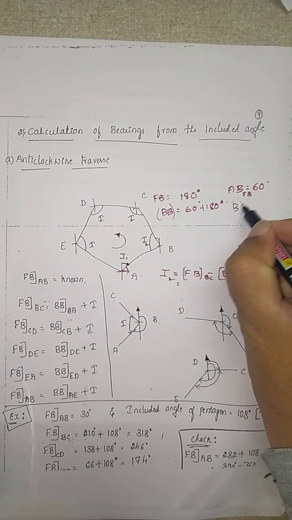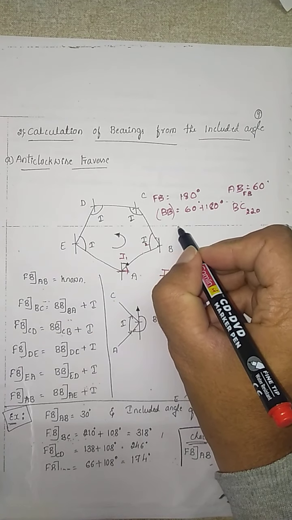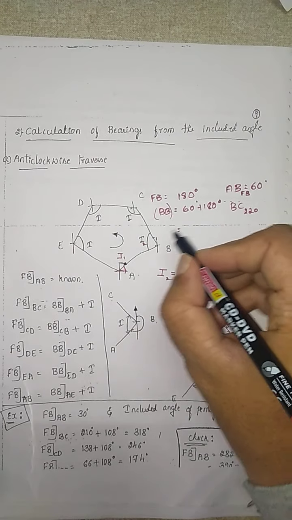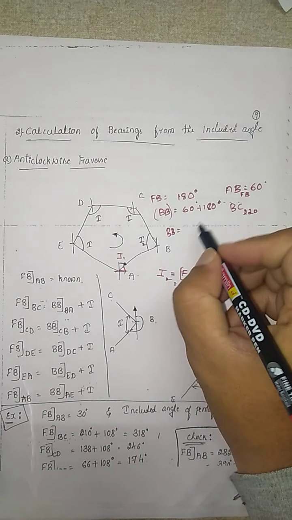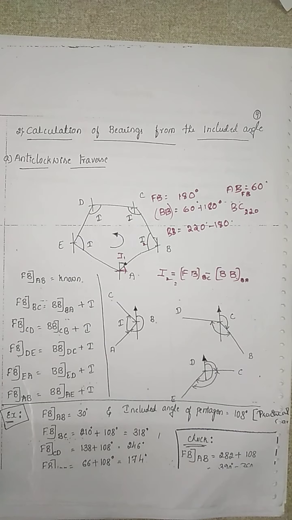Suppose we take the line BC, say 220, right? Now how are you going to find out the BC back bearing? Since it is more than 180, you will do 220 minus 180. So if the fore bearing is less than 180, you are going to add 180. If it is more than 180, you are going to subtract 180. So this is how you are going to calculate the back bearing if the fore bearing is given to you.